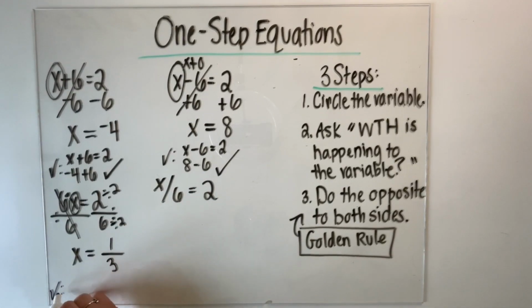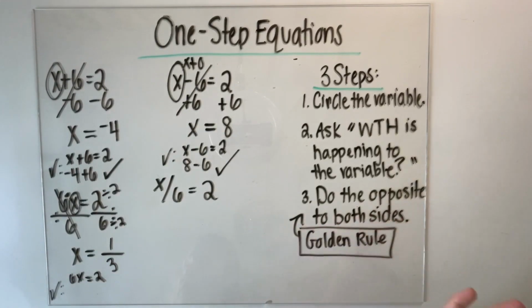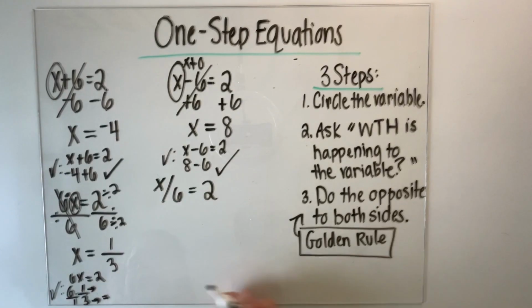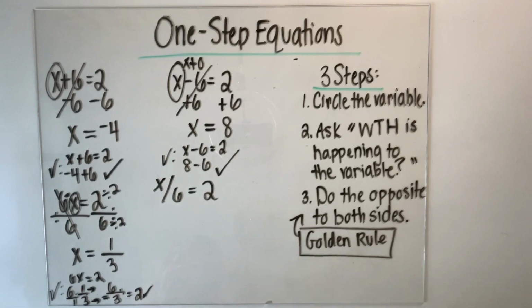Finally, I can always check my work by replacing in the original equation my solution. 6x equals 2. I don't know, does it? 6 times 1/3. Well, when I multiply fractions, I multiply straight across the top and straight across the bottom. 6 times 1 is 6. 1 times 3 is 3. Fraction line means divide. 6 divided by 3, it does equal 2.